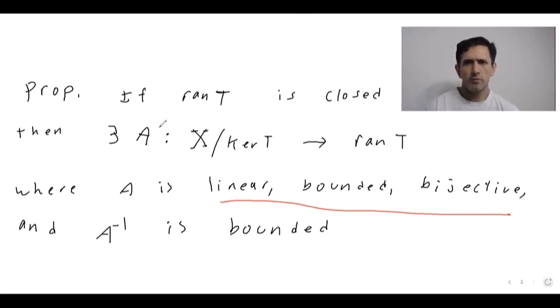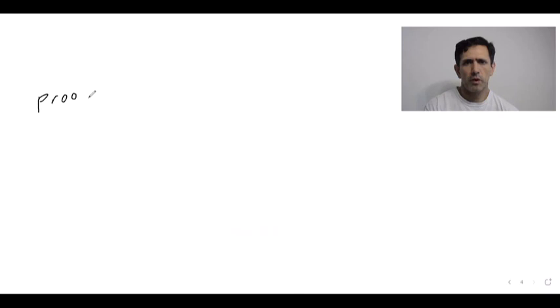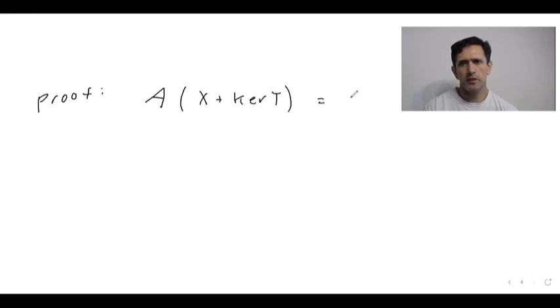All right, so what's the proof? Well, the proof is fairly standard. You define A in the obvious way, the same way you did in algebra. Define A, for a class x plus the kernel of T, to be Tx. Okay, so A is well defined, first of all.